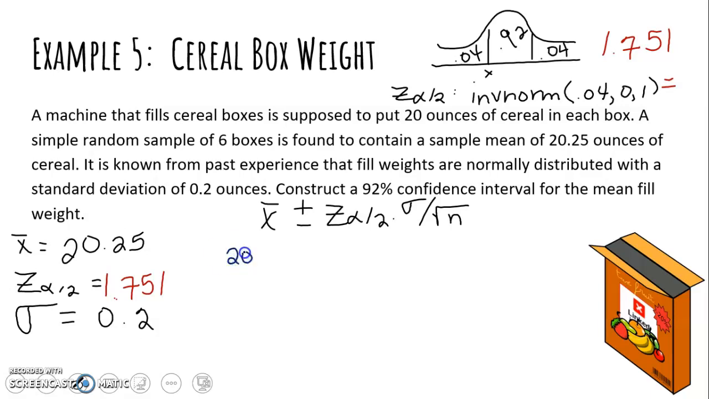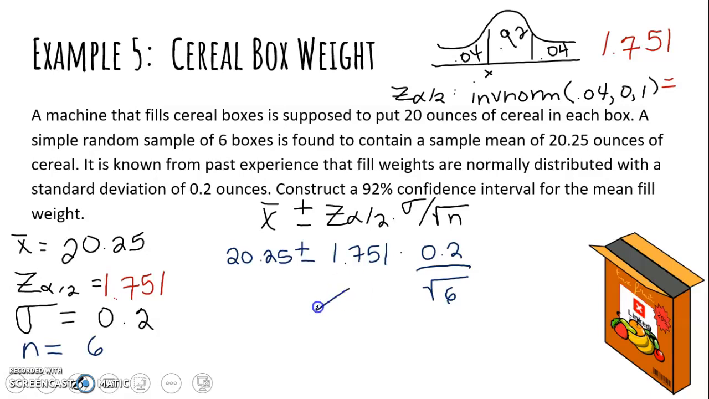So for filling this in, we have 20.25 plus or minus 1.751 times 0.2 over the square root of n. N is the sample size, which is 6 boxes. So we put 6 here. So you're going to do this twice. The first time you're going to do it with the subtraction sign. You're going to do 20.25 minus 1.751 times 0.2 divided by the square root of 6.